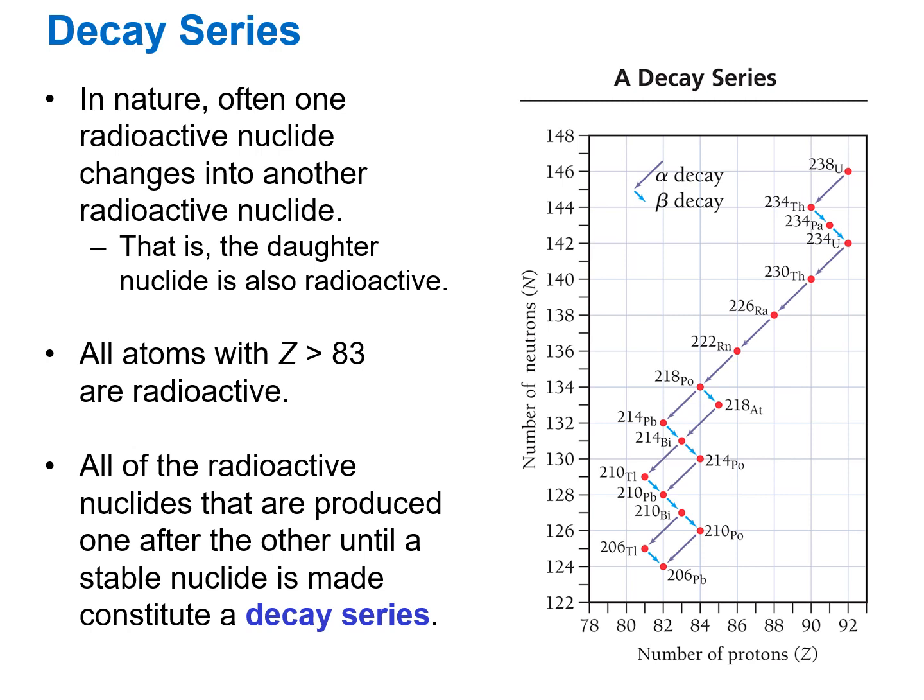Now, we understand that all elements that have proton numbers more than 83 are radioactive. And all radioactive nuclides that are produced one after the other until a stable nuclide is created is known as a decay series. And that's what we see here on the slide. We see uranium undergoing a series of decay until it reaches a stable nuclide.